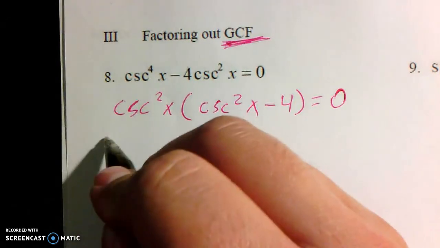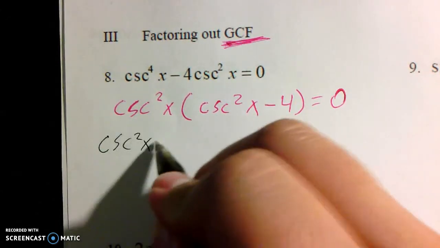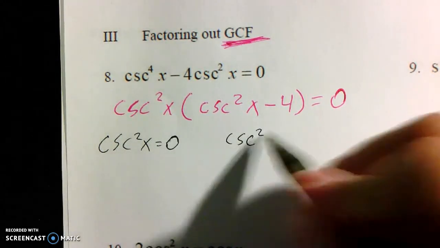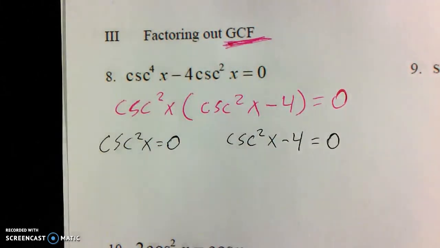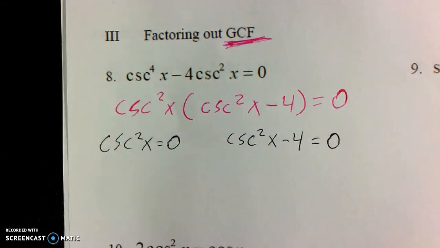So now I write my two equations. Each of these factors equals 0. Cosecant squared x equals 0. And cosecant squared x minus 4 equals 0. So I just take each of those factors and set them equal to 0 because 0 times anything is 0.